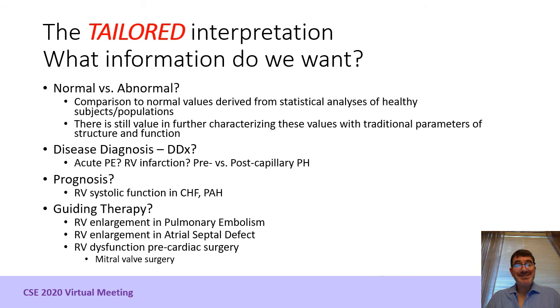What about disease diagnosis? Are we trying to figure out what this patient has, a differential diagnosis? Is it an acute PE? Is it an RV infarct? Is it pre versus post-capillary pulmonary hypertension? Are we trying to prognosticate the patient? What is the RV systolic function in congestive heart failure, PAH, and other conditions? Are we using it to guide therapy? For example, RV enlargement in pulmonary embolism, in atrial septal defect, or pre-cardiac surgery, for example, in the setting of mitral regurgitation.